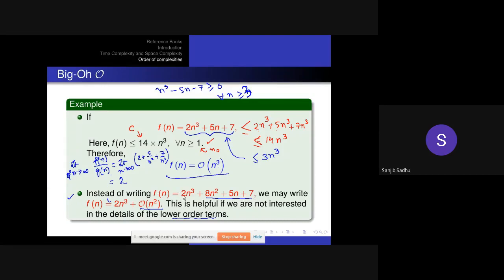But suppose you have to compare this function with other functions, so you write it like this. In that case, I need only the larger terms, and the other terms I can ignore. Ignore means we are not interested, so that's why I am writing big O of n square.